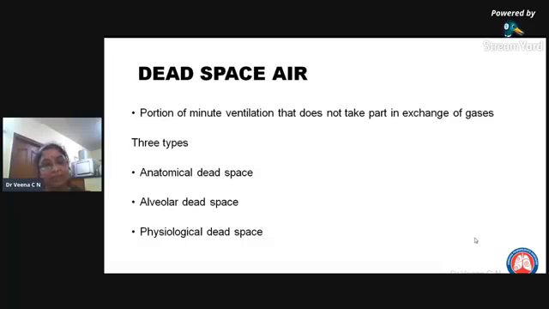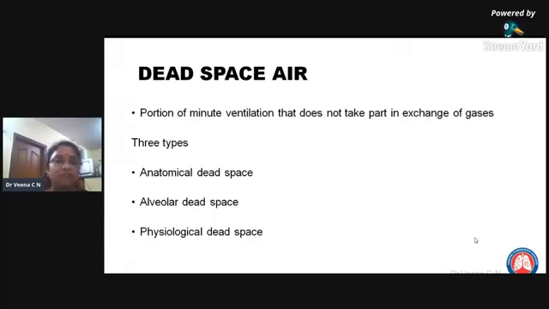Alveolar dead space refers to the volume of the air present in those alveoli that do not take part in the gas exchange, whereas the physiological dead space includes both anatomical dead space and alveolar dead space. In normal healthy individuals, physiological dead space almost equals anatomical dead space. However, in certain disease conditions with many non-functioning alveoli, the physiological dead space may markedly increase, sometimes as much as 10 times the anatomical dead space.